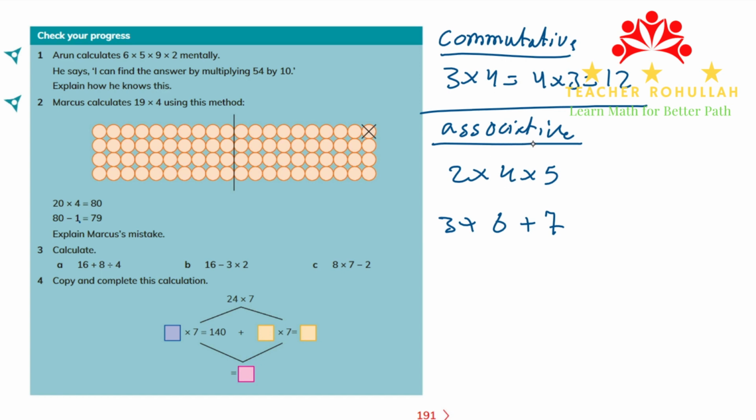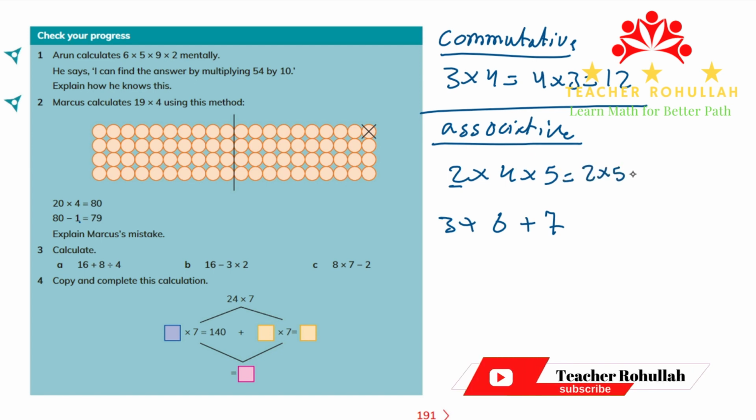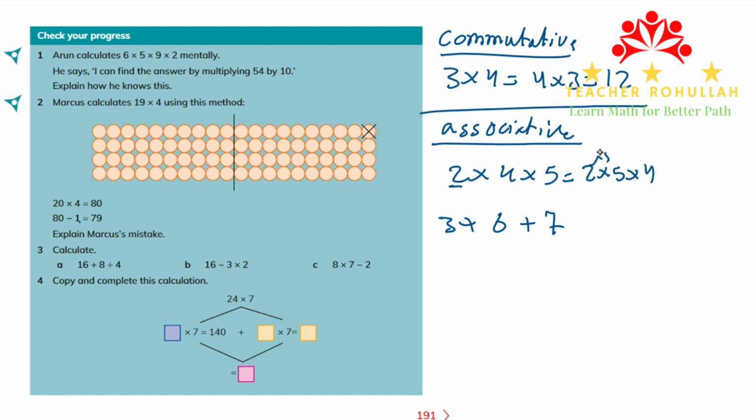The aim of the associative law is to make the work easier, or to make us able to solve a problem mentally. Now, 2 times 4 is 8. We can easily calculate. But if we want to make it easier, we can group 2 and 5 and then multiply by 4. So we can make it like this: 2 times 5 times 4. 2 times 5 is 10, and 10 times 4 is 40. Multiplying 10 and 4 is much easier than 2 times 4, which is 8, and 8 times 5.